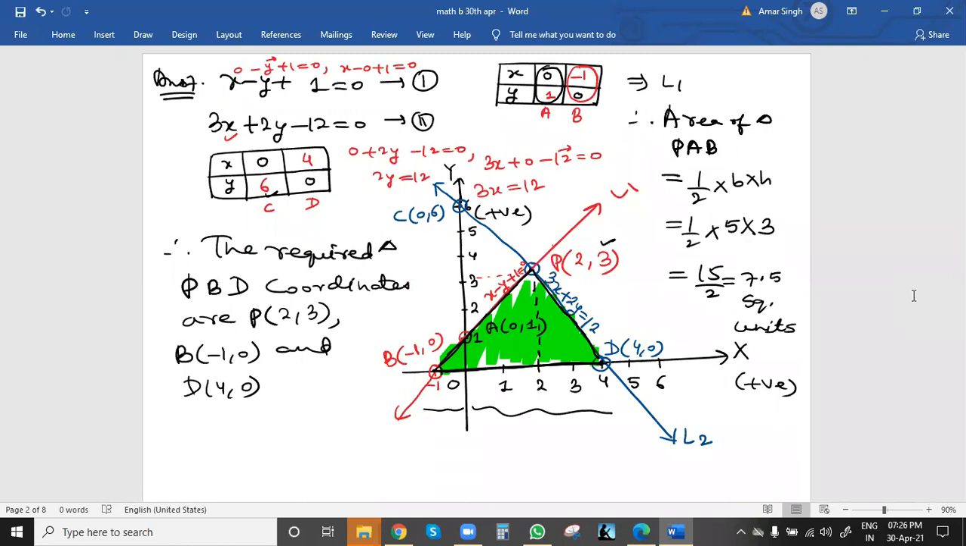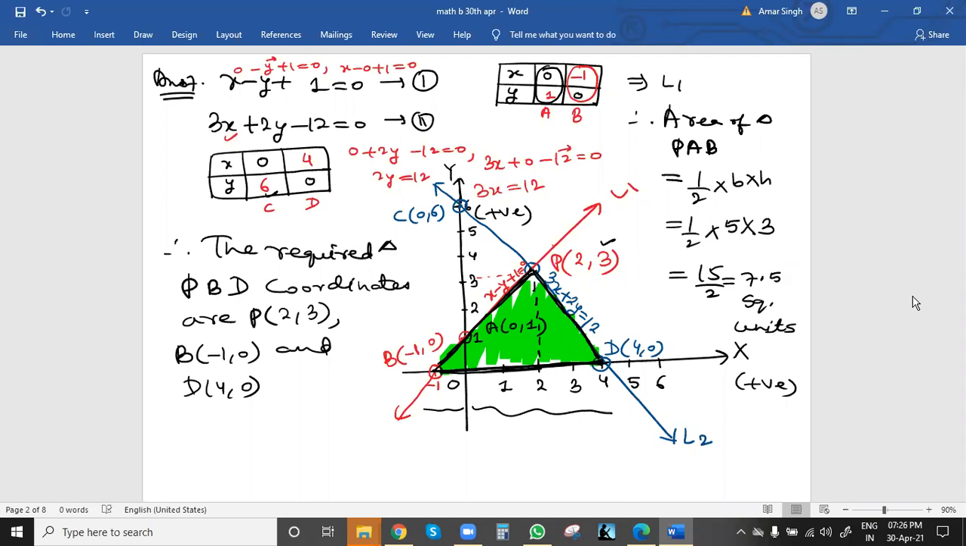This was the 7th question, the last question. We just have to draw the lines, 2 lines. The intersection point will be (2, 3), and this will be the triangle. First side PB will be given by line L1. Then this side PD will be given by line L2, the second line, and the third side will be because of the x-axis. So all three will give you triangle PBD. P coordinate is (2, 3), B is (-1, 0), D is (4, 0).